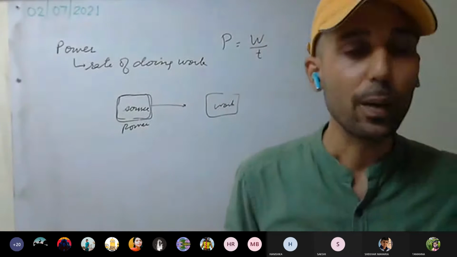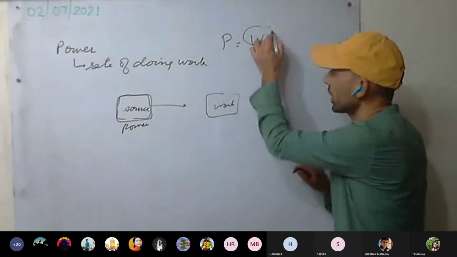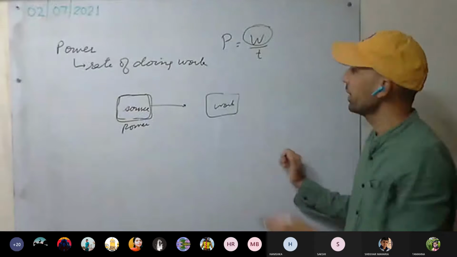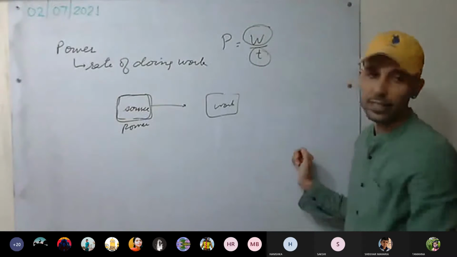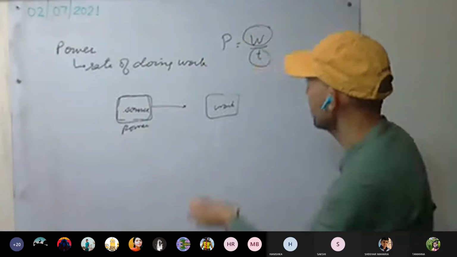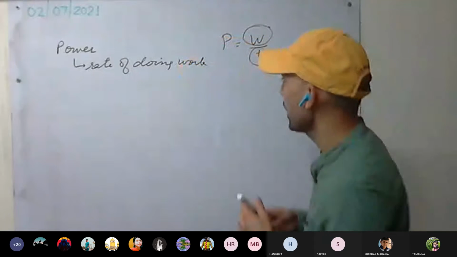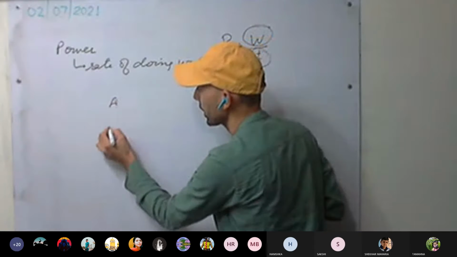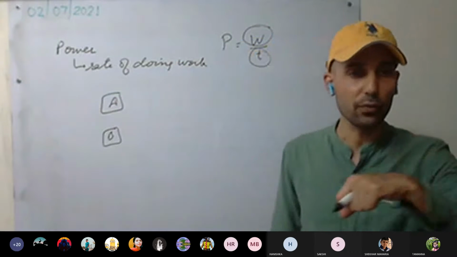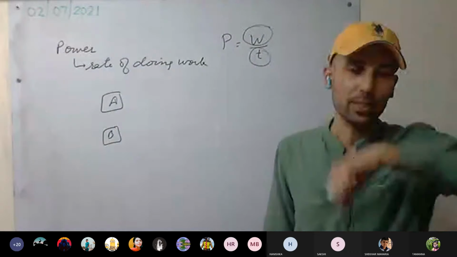This is clear. So power depends on how many factors? Work done, the amount of work done, and the time taken. How much time is being taken? Okay, one example is given. For example, two coolies are there, A and B. Both are lifting the same amount of load, the luggage, and they are putting it on the same bus.